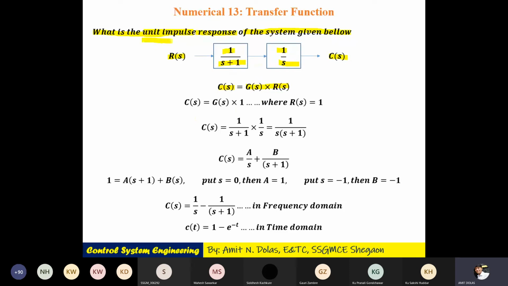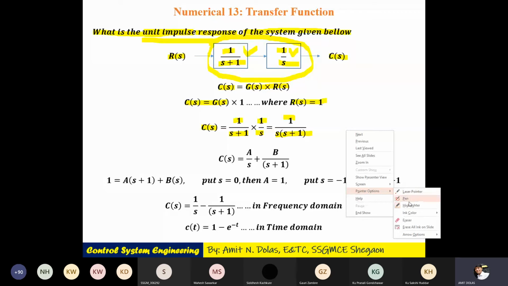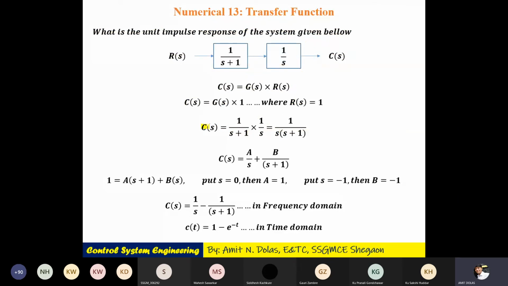And what is R of S? It says unit impulse response, so R of S will be equal to 1. Therefore, your output C of S is nothing but G of S. Whatever the system is, that is your output. So I'll write here C of S is equal to 1 upon S plus 1, the first block given, into 1 upon S, the second block given. So it will be 1 upon S into S plus 1. You can see we got a form similar to the earlier one.